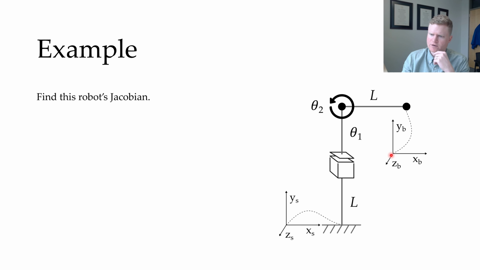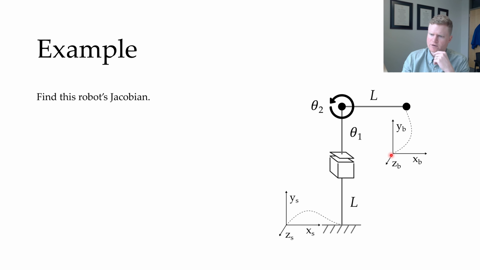This is a valid transformation matrix with rotation, position, zeros, and then 1. For my rotation matrix, I've set it to identity, and that's because each of these axes are aligned. The x-axis in the spatial frame lines up with the x-axis in the body frame, and the same is true for the y-axis and the z-axis. So I've got an identity for my rotation matrix. Then for my position vector, I move up L units, and then I move to the right L units, and that's how I get to the point here at the origin of my body frame.